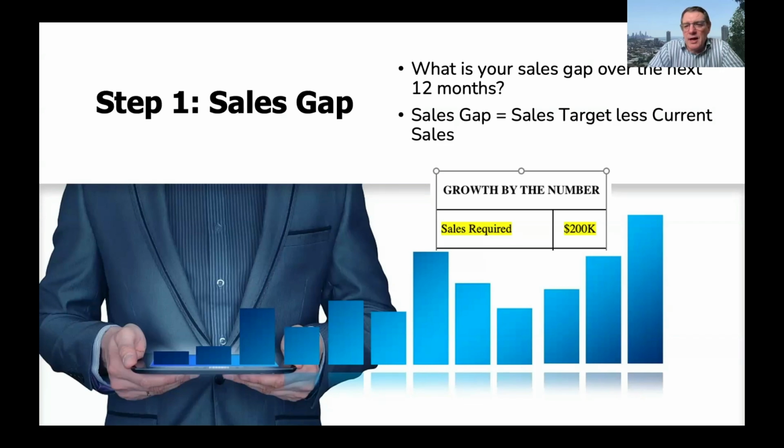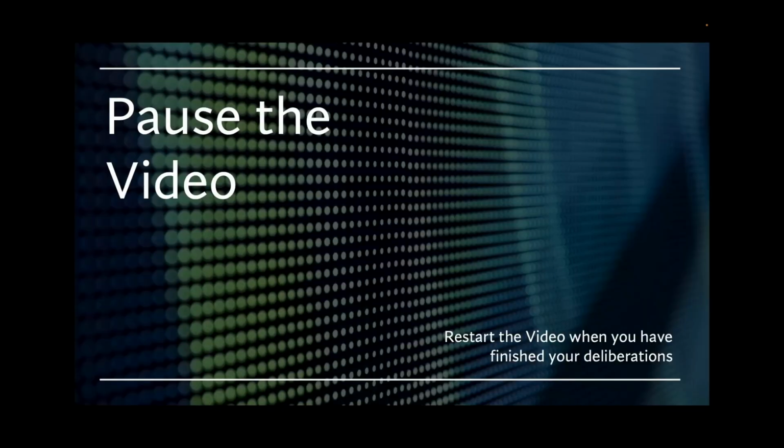So that's why I asked you to put down what are your aspirational sales for the next 12 months and what are your current sales. The difference between those is your sales gap. And let's say that's 200K. You're currently turning over, I don't know, 300K and you want to get to 500K. You're currently turning over $1 million, you want to get to 1.2 million. I don't mind what it is, but what is your current sales gap? So write that down. So pause the video, go off and do the exercise. When you're happy with what you've done, simply restart the video and we'll continue on with the program.